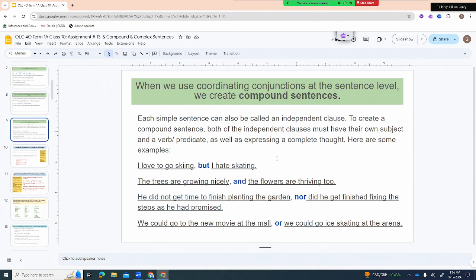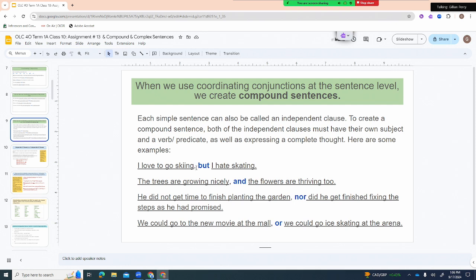Here are some examples. I love to go skiing, comma, but I hate skating. The trees are growing nicely, comma, and the flowers are thriving too. He did not get time to finish planting the garden, comma, nor did he get finished fixing the steps as he had promised. We could go to the new movie at the mall, comma, or we could go ice skating at the arena. Now, I'm saying the word comma, obviously when I'm reading this I wouldn't normally, but I'm saying it to point it out.